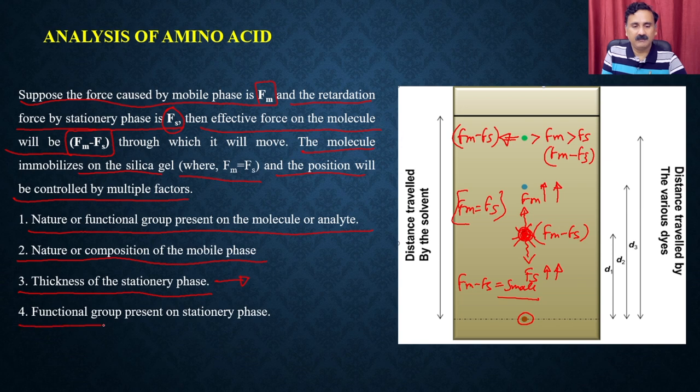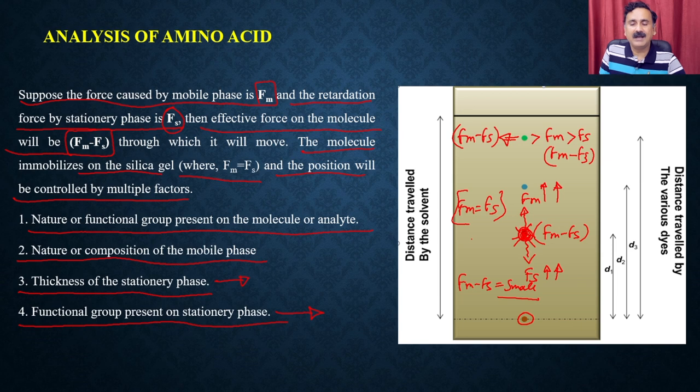And then there is also the functional group present on the stationary phase, apart from the functional group present on the analyte molecule. If you take a functionalized silica particle, it may have a higher affinity for this particular molecule, and as a result the Fs will go up. If the Fs goes up, the Fm minus Fs is going to be small, and that's why it is going to immobilize very soon.